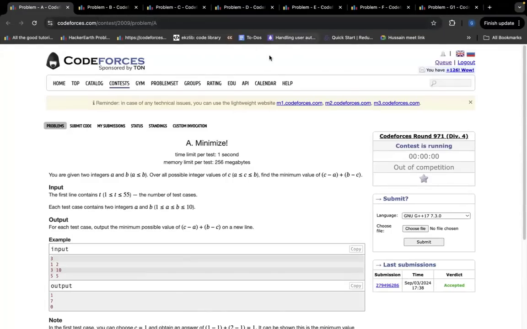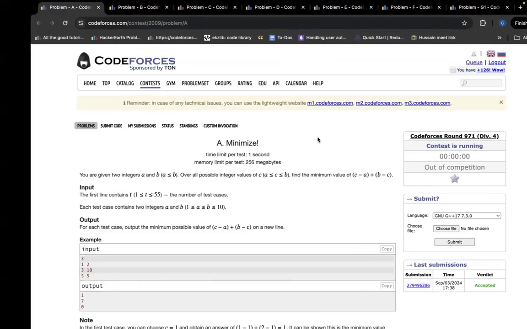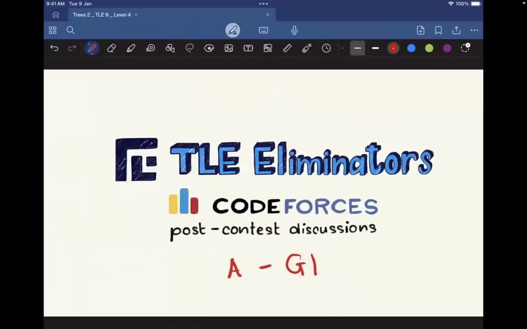So we'll start from problem A, and the problem is Minimize. You are given two integers a and b. Over all possible values of c such that a is less than or equal to c, and c is less than or equal to b, find the minimum value of (c minus a) plus (b minus c). So guys, what does the problem say?